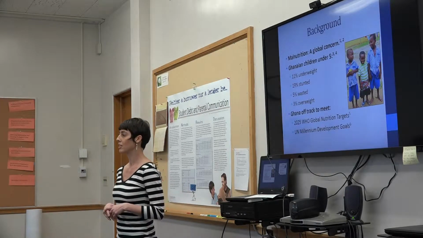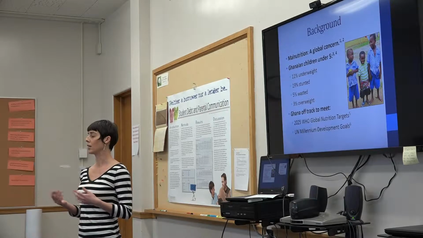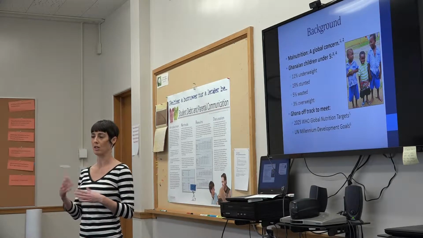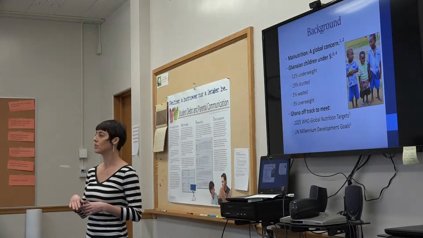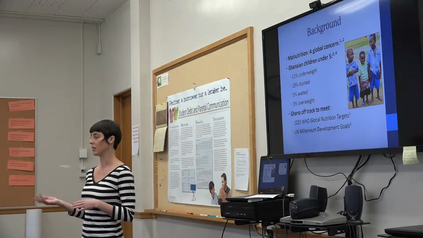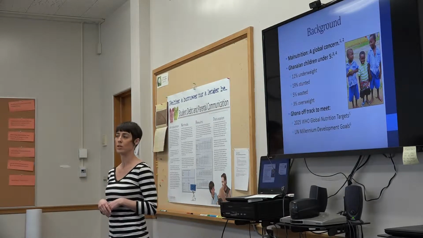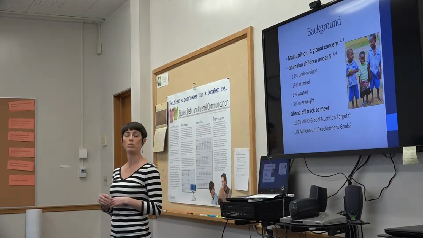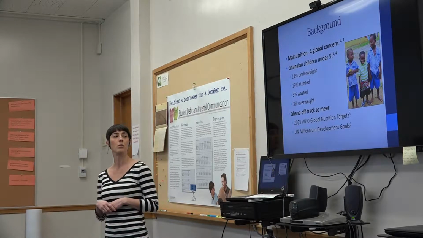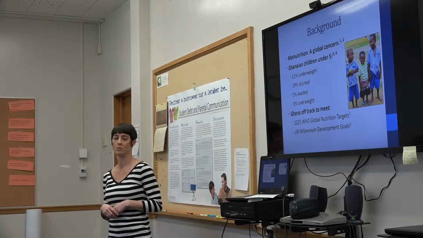The World Health Organization and the UN both track a number of health indicators to measure a country's progress towards reducing child morbidity and mortality. Ghana is currently off track to meet both the 2025 WHO Global Nutrition Targets and the UN Millennium Development Goals.